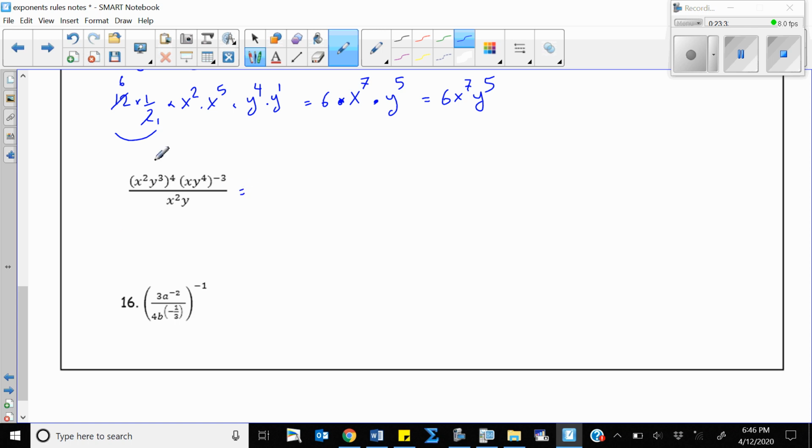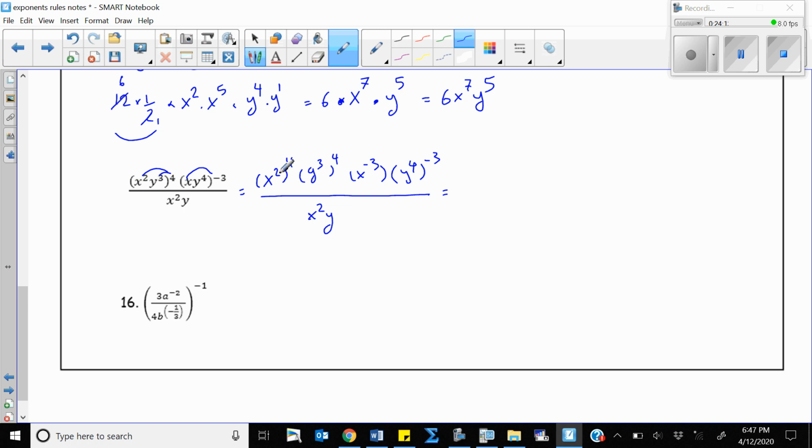Next one, I'm going to address the parentheses that I have here first. So this will be (x squared) to the power of 4 times (y cubed) to the power of 4. And then the next one will be x to the power of negative 3 times (y to the 4) to the power of negative 3, over x squared times y.